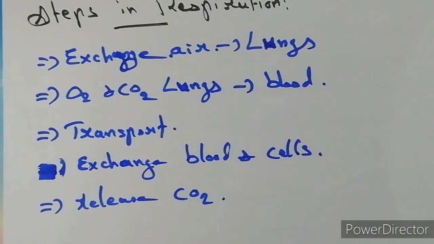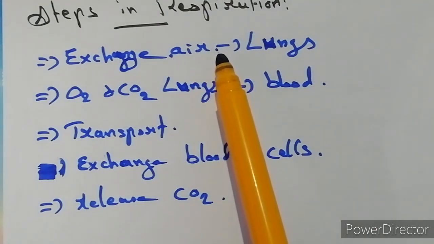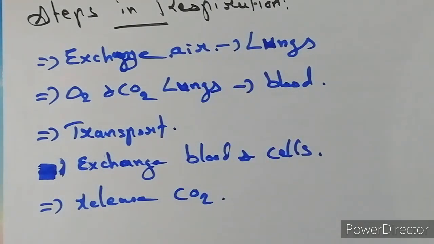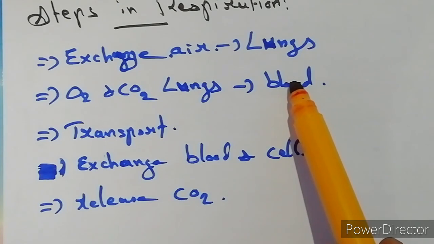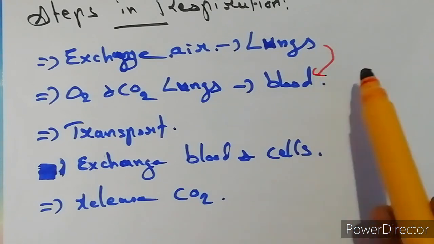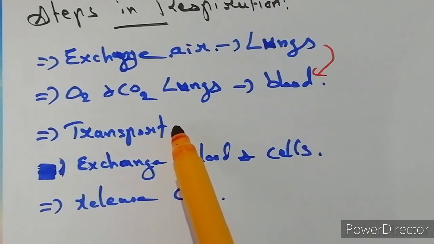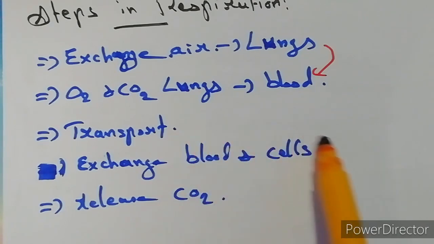First of all, we are breathing the air. So there is one exchange going on first, between the environment and the lungs, right? And the next process is going on: from the lungs, the oxygen and carbon dioxide are transported to the blood. Then blood is carrying the oxygen as well as the carbon dioxide and bringing it to the cells again. The cells will utilize it, then release carbon dioxide.